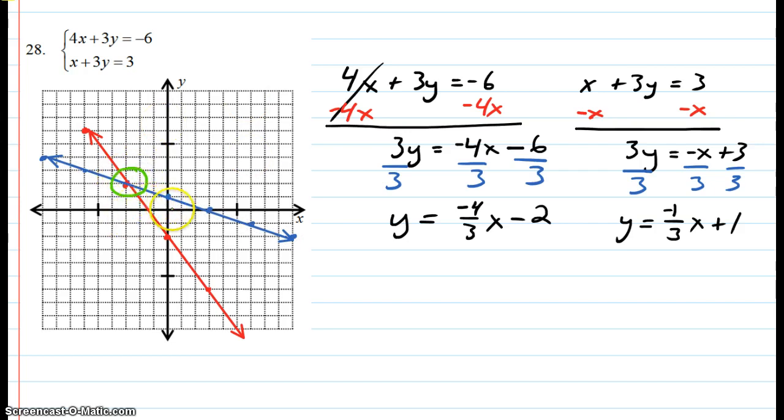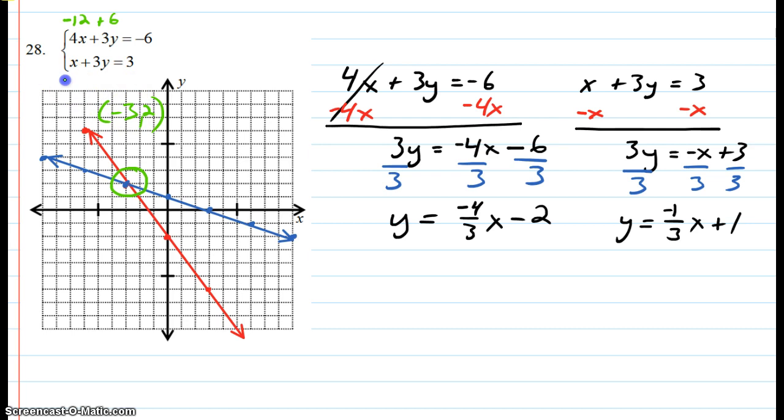So that is at the point, looks like negative 3, positive 2. So let's take that and let's plug the x in. So negative 3 times 4 is negative 12. The 2, the y, times 3 is positive 6. So negative 12 plus 6 does equal negative 6.